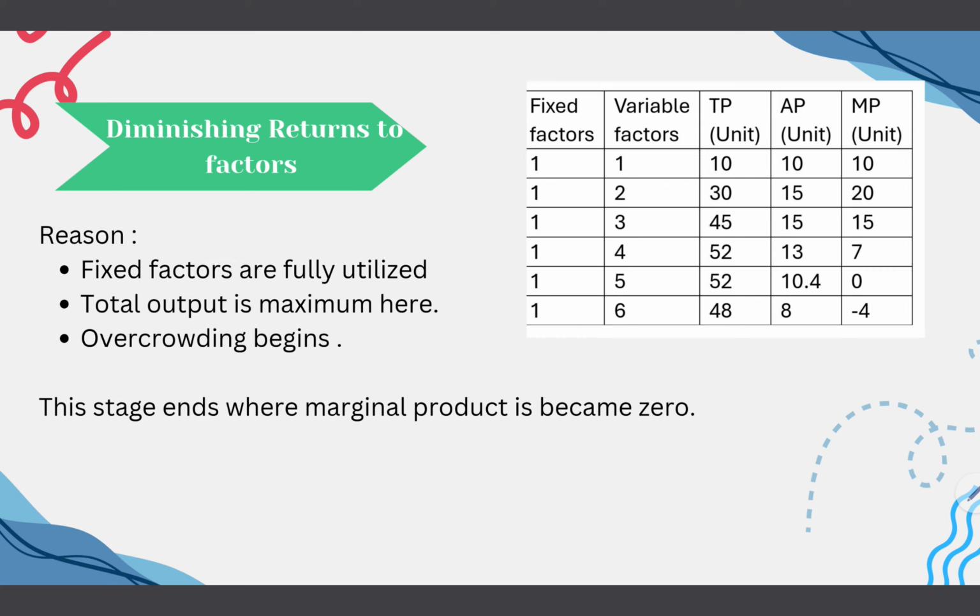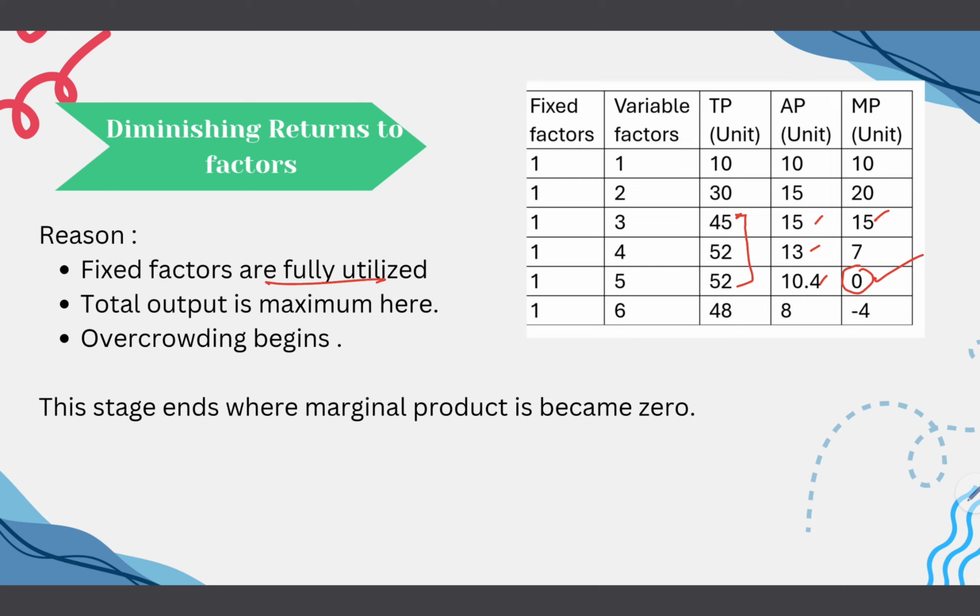The second stage we discuss is diminishing returns to factor. In this stage, total product increases at a diminishing rate, like 45, 52, and 52. Here the fixed factor is constant and AP still increases, but at a diminishing rate, like 15, 13, and 10. And we observe that MP also increases but at a diminishing rate. And at the end of the stage, we observe that MP is 0. Why has this happened? Because the fixed factor is fully utilized.